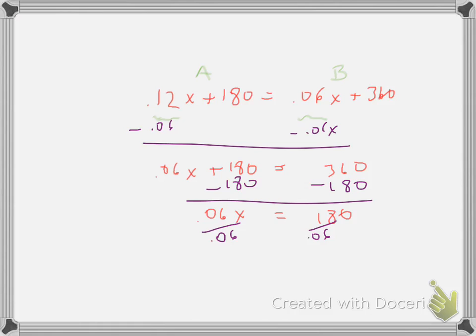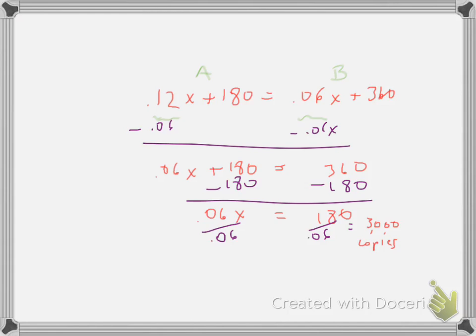Or not. I know 6 goes into 180, 30 times, and then there's this idea of two places, and there is. But do it on a calculator, and you get a grand total of 3,000. 3,000 copies will put you at the same price. And if you don't believe it, just plug it in and see if you get the same thing on both sides. All right?